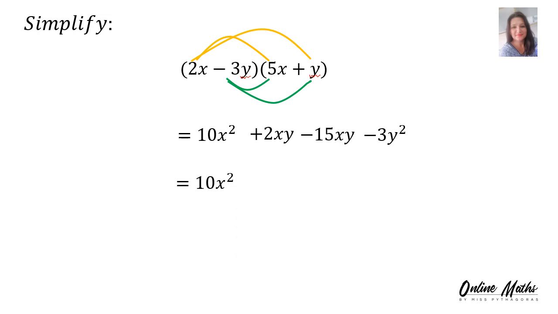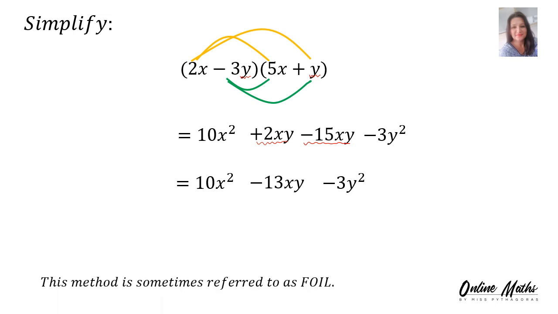And then the 10x squared we write down, and the middle terms are like terms, we can add them. Plus 2xy minus 15xy is negative 13xy, and minus 3y squared we write down. And this method is sometimes referred to as FOIL.